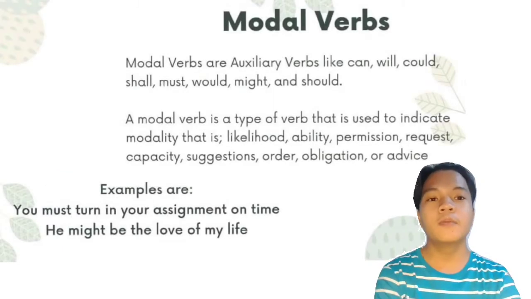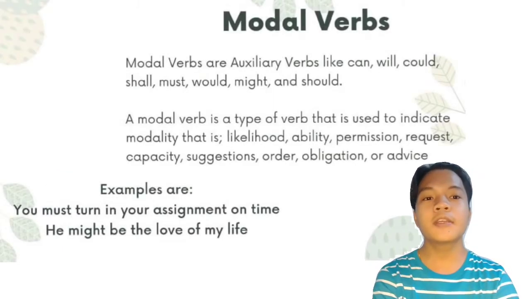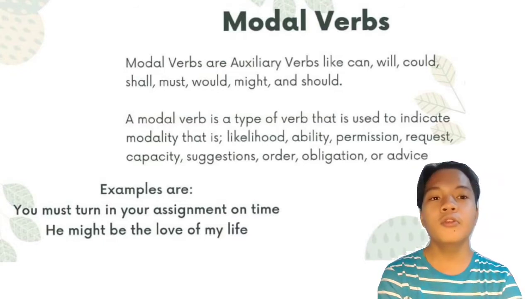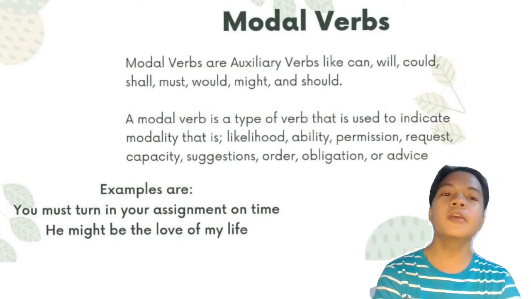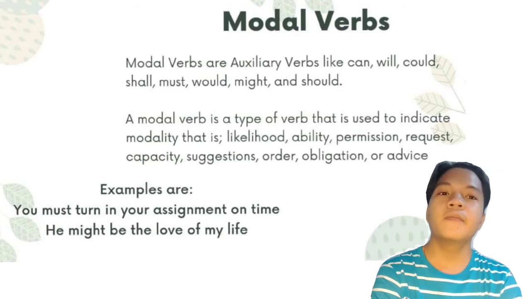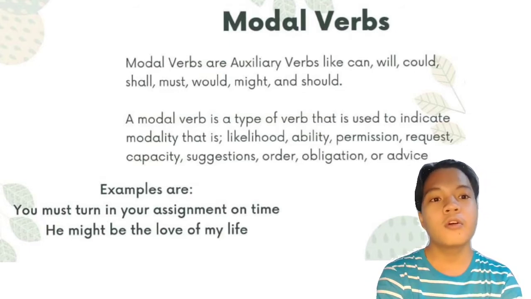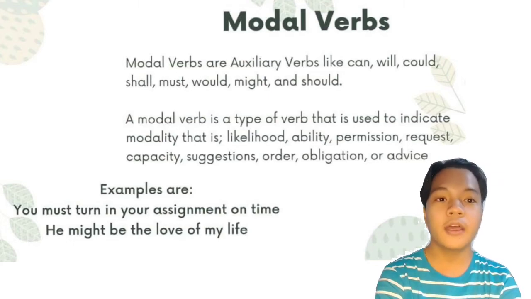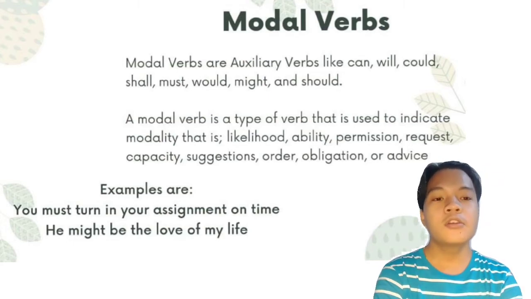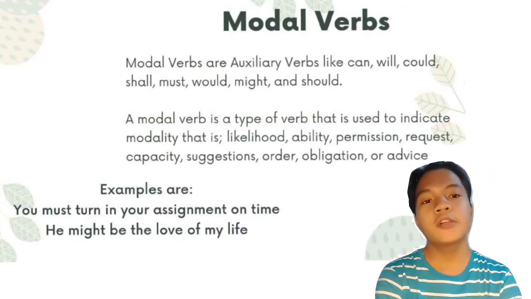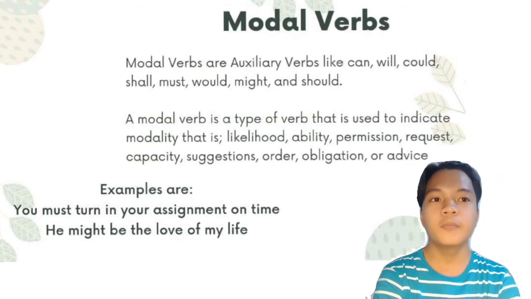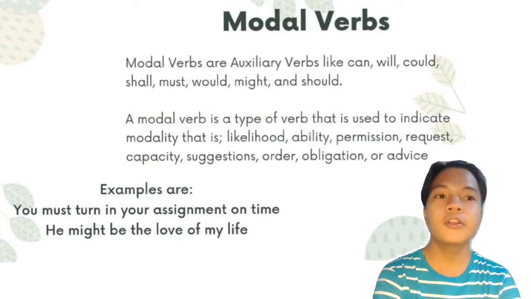Let's talk about modal verbs. So, first of all, a modal verb is a type of verb that is used to indicate modality, that is likelihood, ability, permission, and many more. So, basically, in an argumentative essay, it is used to make a statement or writer's claim more powerful and understandable. And also, modal verbs in an argumentative essay are used to make the writer's claim more or less tentative, or to suggest that the writer thinks something is more or less probable.